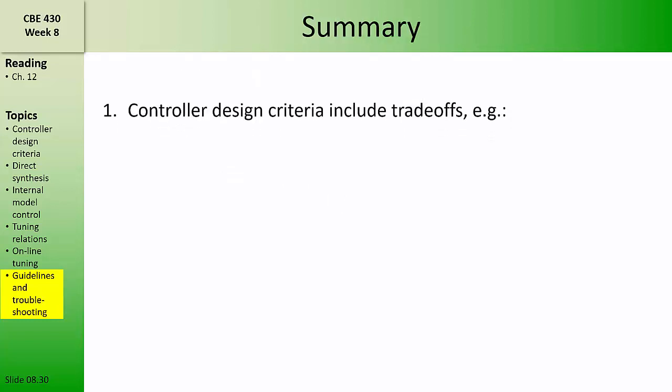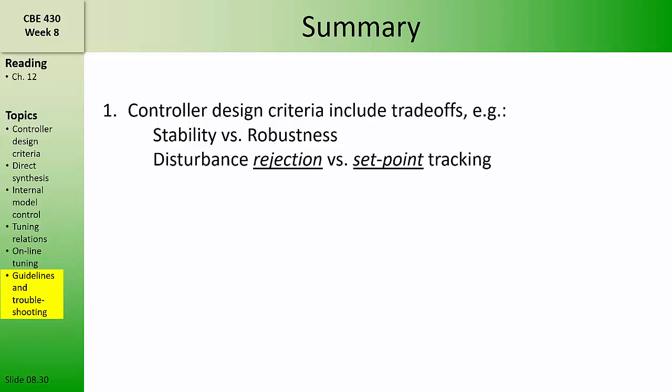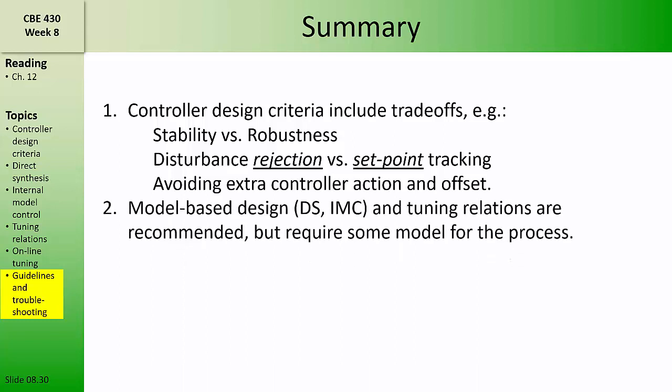To summarize the topics we discussed from Chapter 12, we initially described some important controller design criteria. These involve trade-offs. For example, we can design controllers to be very stable or very robust. We can design controllers to reject disturbances or track set points very well. We can design controllers to avoid excessive controller action or to avoid steady-state offset. The model-based design criteria such as the direct synthesis and IMC methods and tuning relations are recommended, but these usually require some kind of model for the process.